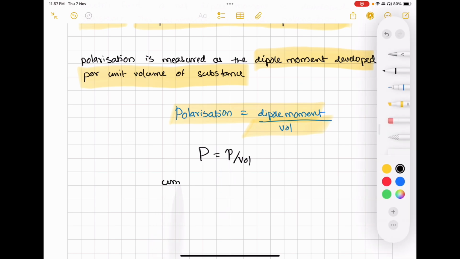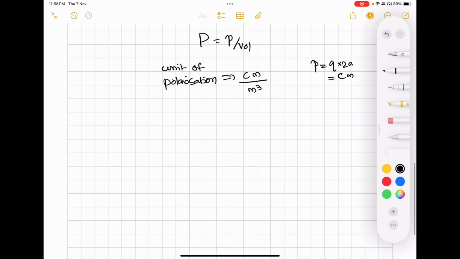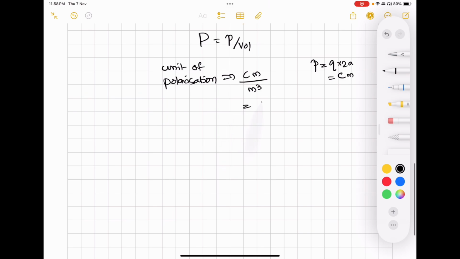So the unit of polarization: we have the unit of dipole moment. Dipole moment p is equal to q times the distance between the two charges, so coulomb meter is the unit of dipole moment. So the unit of polarization is coulomb meter per unit of volume, meter cube. So the total unit of polarization is coulomb per meter square.